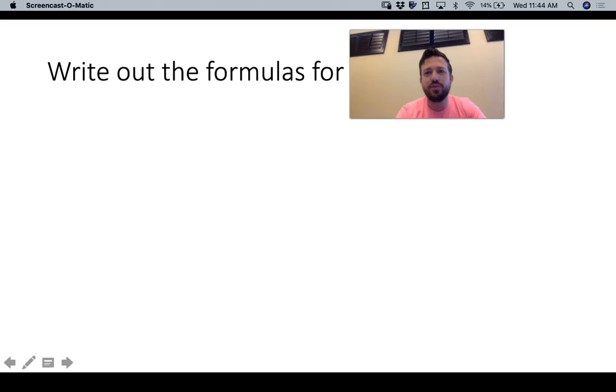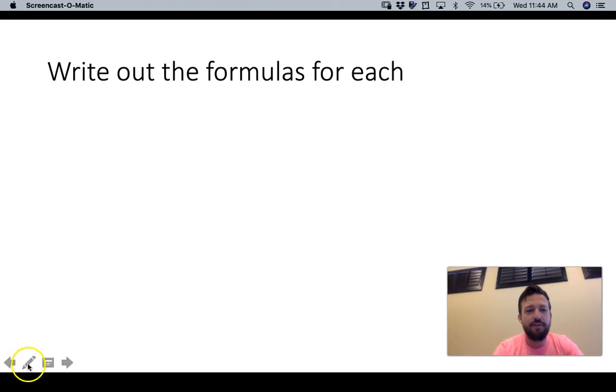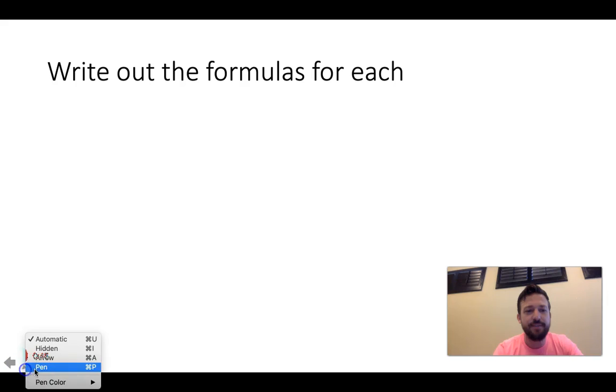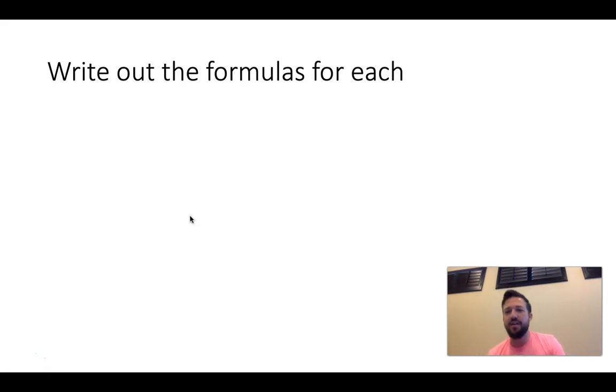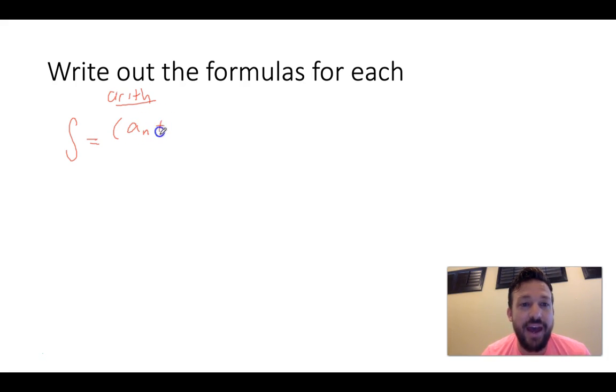Okay, so first thing is we should probably remind ourselves of the formulas for both of these things. Let's write them down here. For summation, I'll just use an S. Let's start out with arithmetic. The summation of arithmetic: you take the last term, let's call that AN, and you add it with the first term. So last term plus first term, and then you multiply it by the number of terms, which I'll call N, divided by 2. And that's how you do it.